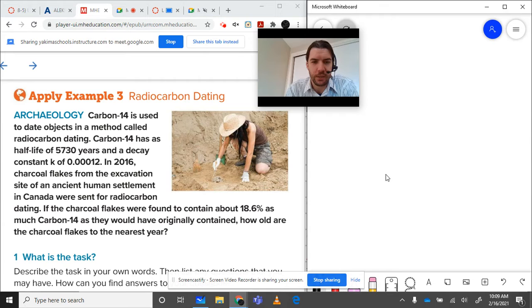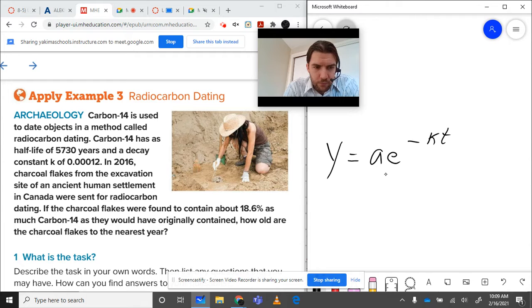Okay, so let's write out our equation. We've got y equals A e to the negative kt. Our final amount is 18.6% as much as the initial, so 0.186 equals 1 times e to the negative kt. Whatever the original amount was, our final amount is 18.6% of it. And I won't write the 1, so I'm just going to write e to the negative kt.